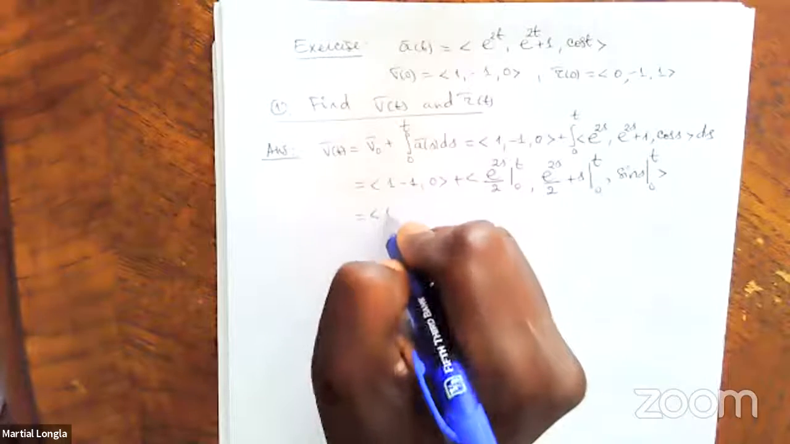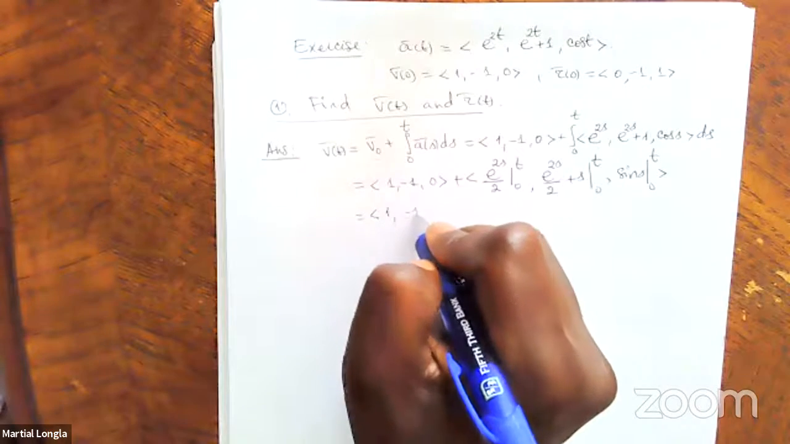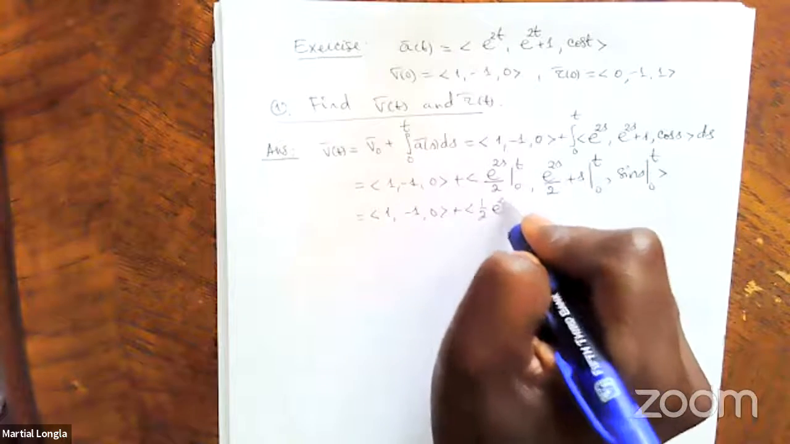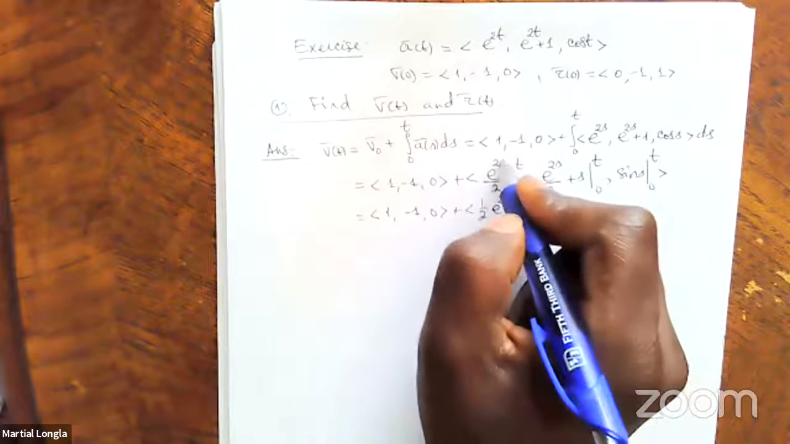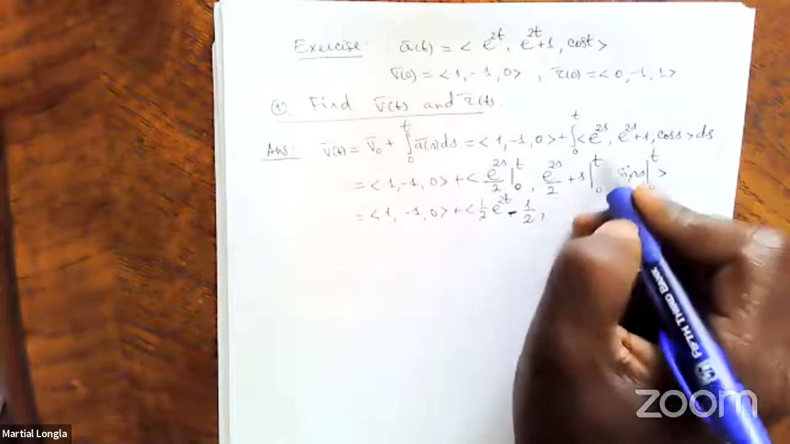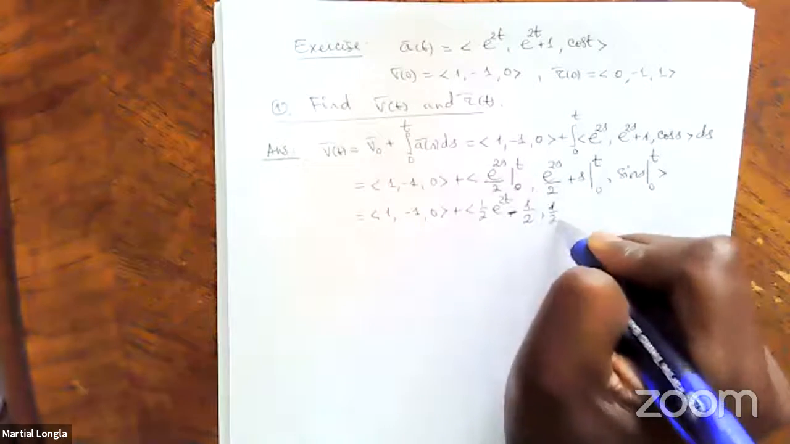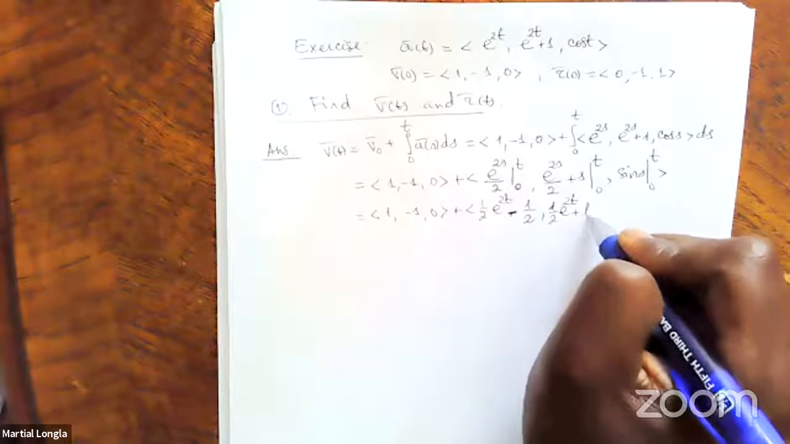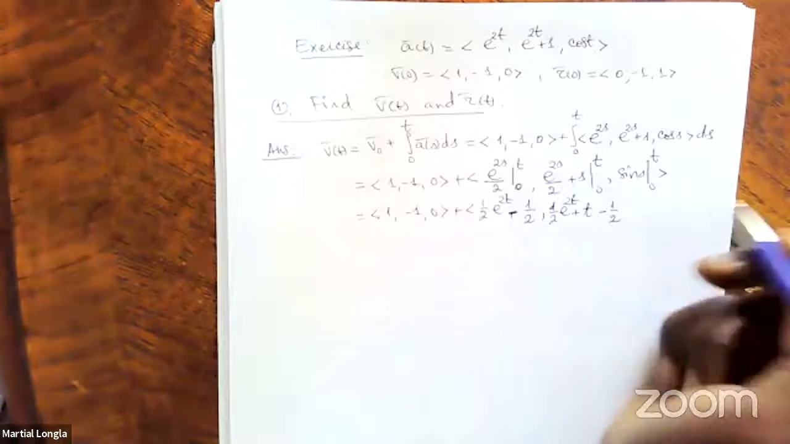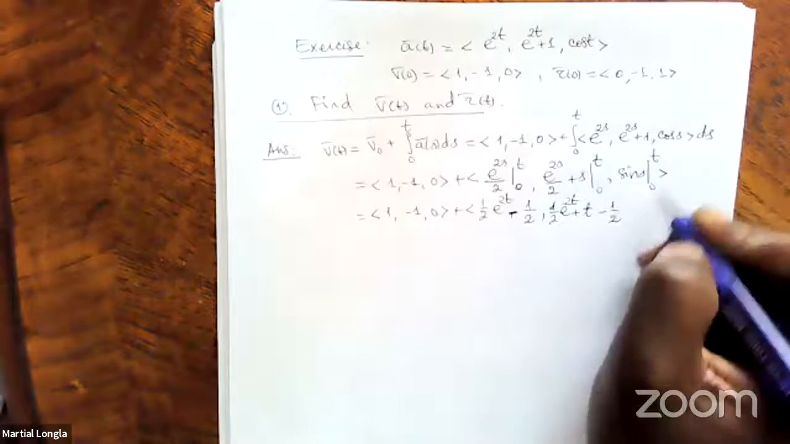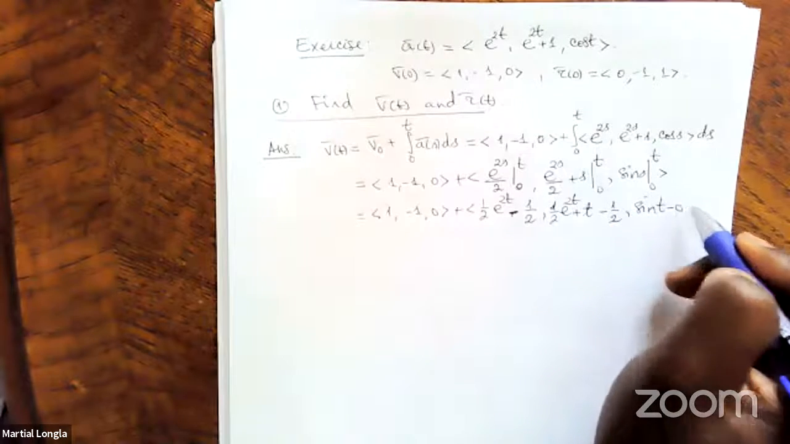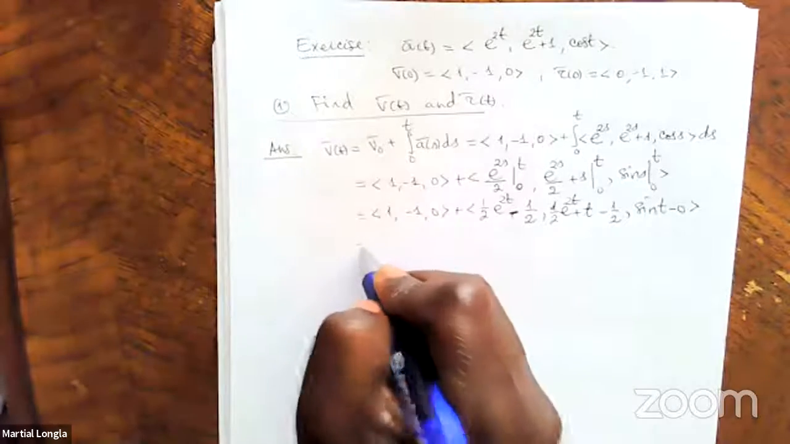So that gives us 1 minus 1, 0 plus 1/2 e to the 2t. Then you plug in 0. E to the 0 is 1, so that's minus 1/2. Then you get 1/2 e to the 2t plus t minus, you plug in 0, you get 1/2. Then you get 0. Then sine t minus, you plug in 0, you get 0. That's how you do the work.